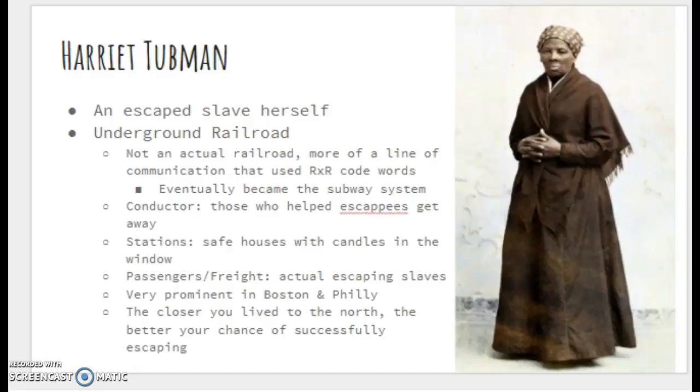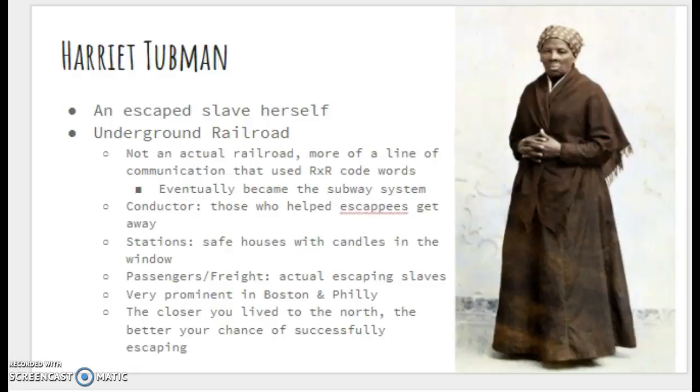Particularly, these could be slaves themselves, or most of the focus is put on the white people that were helping the slaves. Stations was the code word for safe houses, and you knew it was a station or a safe house because it put a candle in the window. You guys know the popular tradition around Christmas and the holiday times where you put the candle in the window? That actually originated from the Underground Railroad. And then lastly we have the passengers or freight, and those were the actual escaping slaves, right? So those were the three code words they used whenever they were talking about their plans for the Underground Railroad in public, right? They used the word conductor and stations, or passengers and freight, that sort of thing.